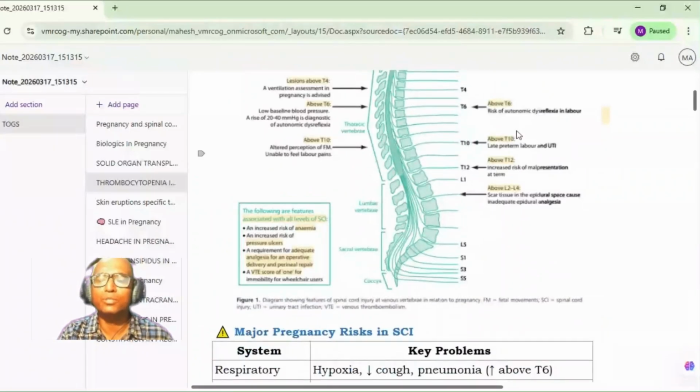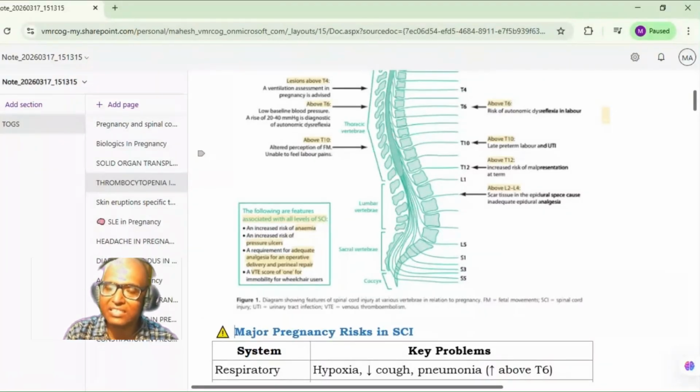So this figure you should remember, this is from the TOG only. Above the level of the T6, risk of autonomic dysreflexia in labor. Above the level of the T10, late preterm labor and UTI. This is an SBA. Sometimes they ask that the lesion is at the level of T10, which is the likely risk in these particular patients, and they can give you the option as a UTI. So there is a risk of late preterm labor and UTI.